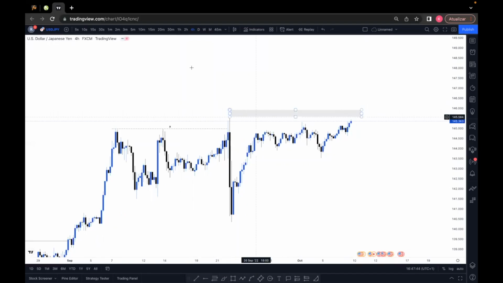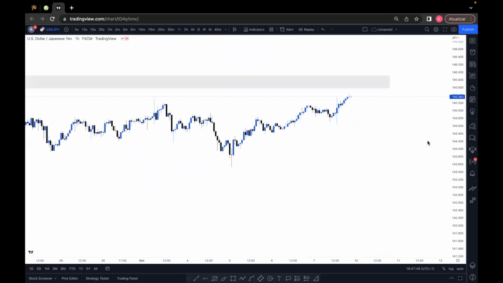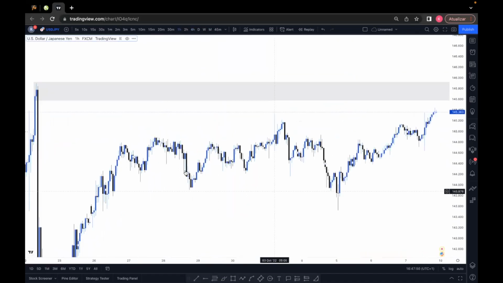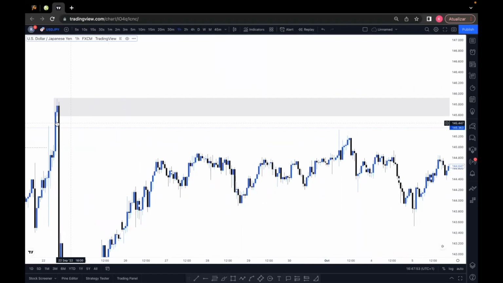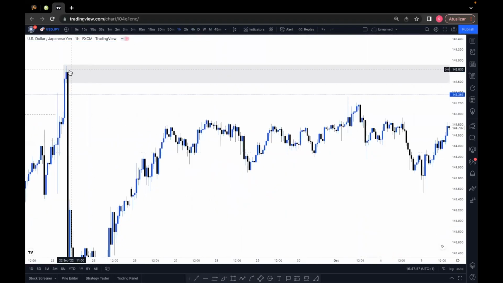Now we have this refined POI. This actually is a 1 hour POI. If we get close to it, let me just zoom in. We can clearly see that we have this little up candle before this strong push to the downside. We can clearly see that the momentum actually kicked in at this particular moment right here.